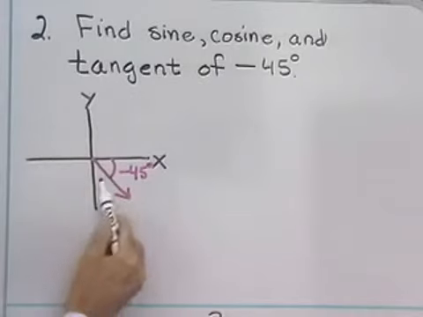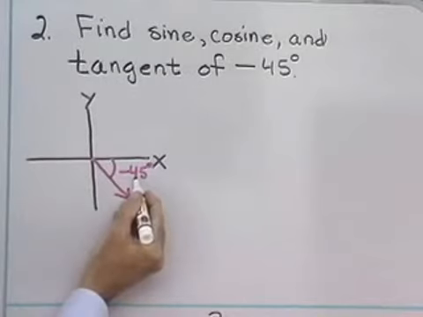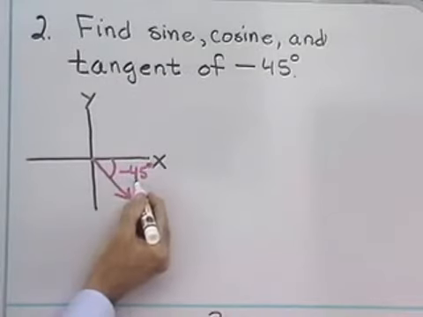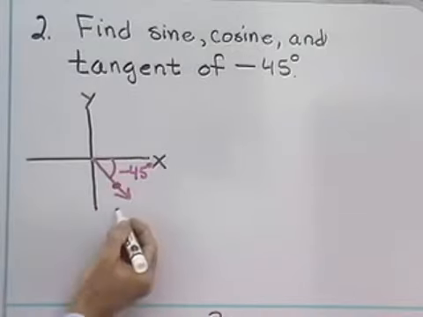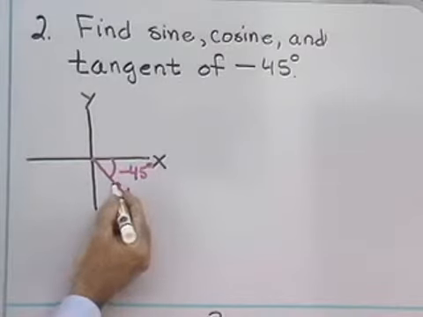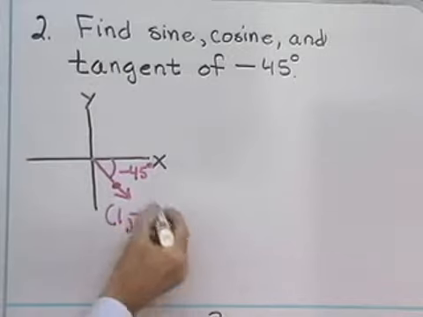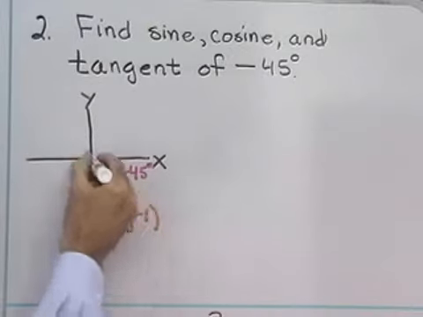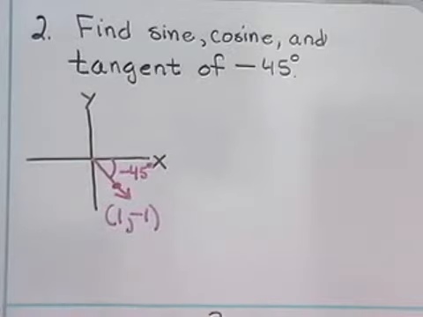If I measure in a counterclockwise direction, that's a positive measure. Now, because of the definition, the only way I can find sine, cosine, and tangent of this angle right here is to find some point on the terminal side. So I'll make this real easy on myself, and the point that I'll use on the terminal side is x equal 1, y equal negative 1. Because I know negative 45 degrees splits that quadrant, the point 1, negative 1 must be on the terminal side.